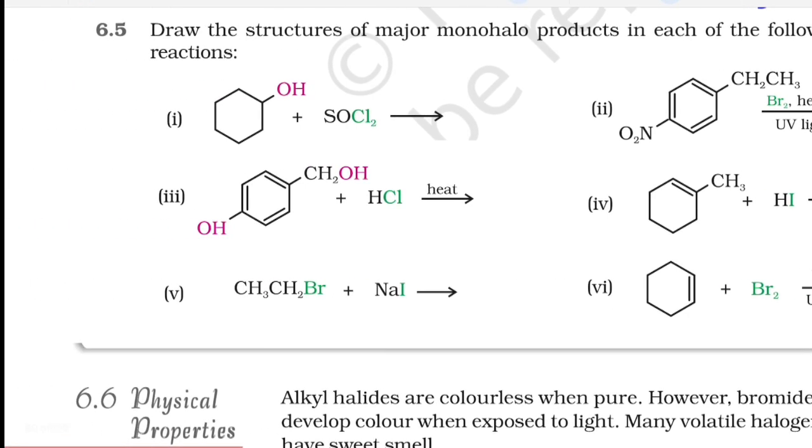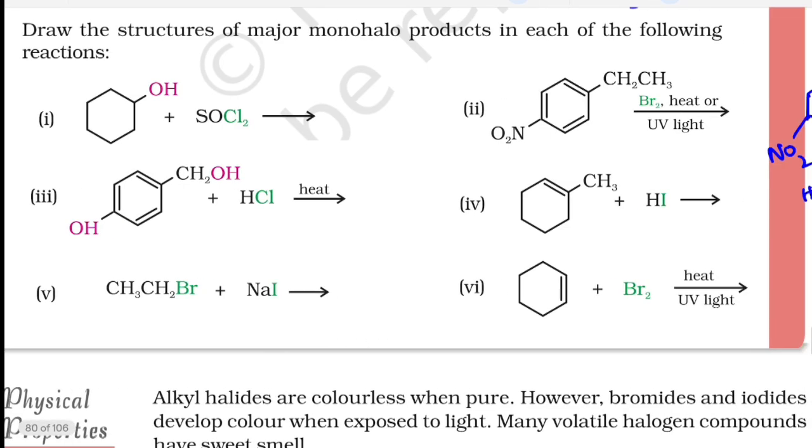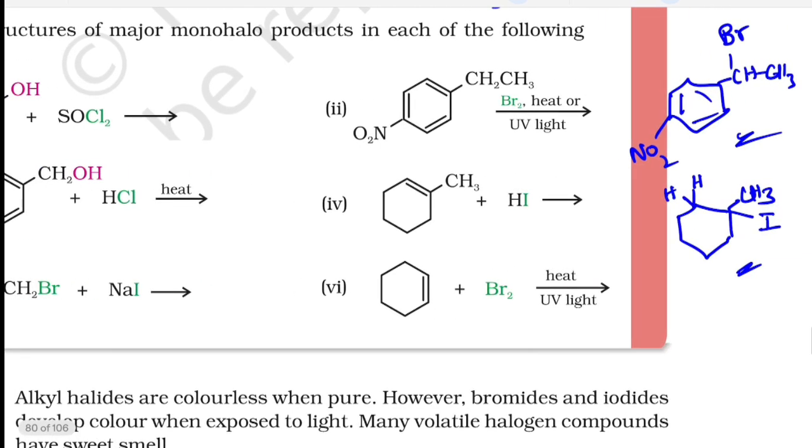So next, the reactant you are treating with sodium iodide. So this is the halogen exchange method. In the first video we have already studied the halogen exchange method. So bromine you are exchanging with iodine. So you will be getting here CH3, CH2, I. This is the product.